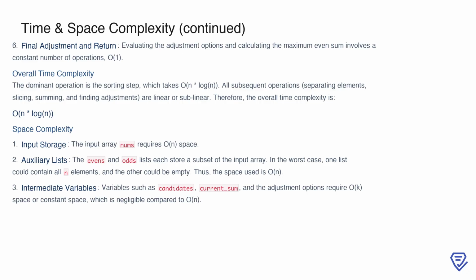Now, let's look at the space complexity. First, the input array nums occupies O(n) space. Additionally, the solution uses auxiliary lists, evens and odds, to store subsets of the input array. In the worst case, one of these lists could contain all n elements, while the other remains empty, resulting in O(n) space usage for these lists. Finally, intermediate variables like candidates, current_sum, and adjustment options require at most O(k), or constant space, which is negligible compared to the O(n) required for the input and auxiliary lists.